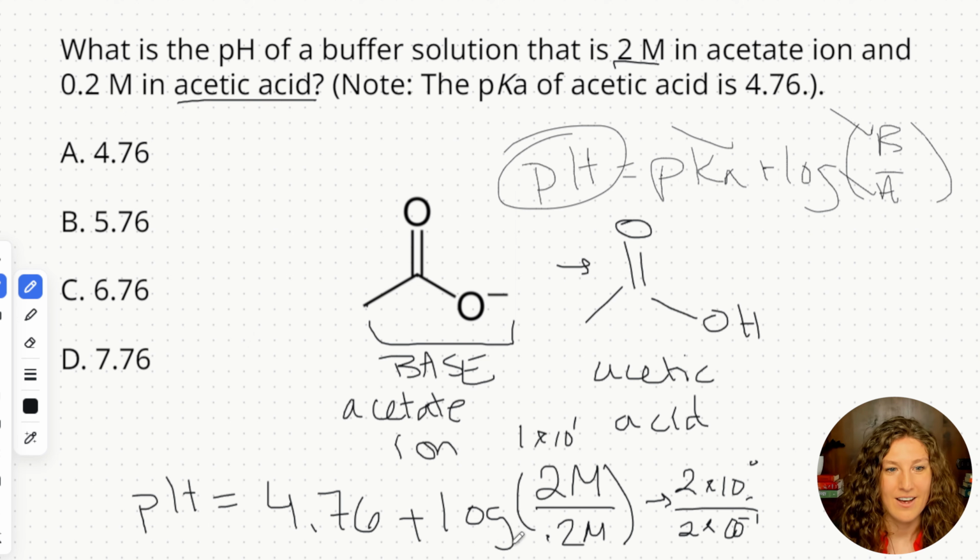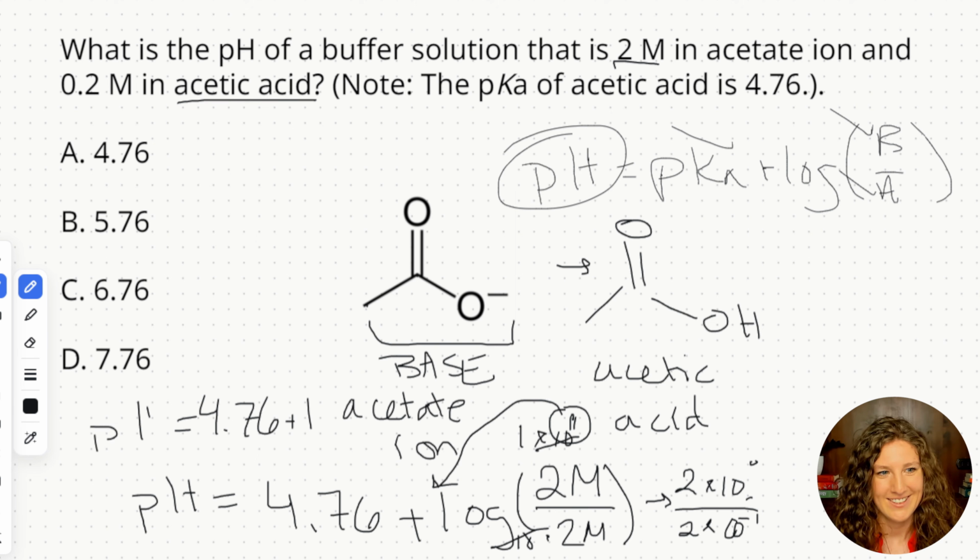All right, so now we have log base 10 of 10 to the 1. The 10s cancel when we do a logarithm. We just pull that 1 down. So we now have 4.76 plus 1 equals our pH. So that's going to give us a value of 5.76.